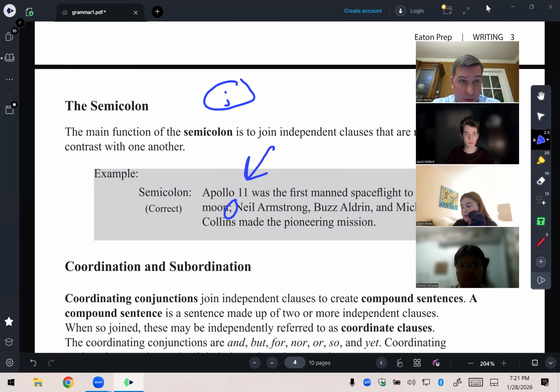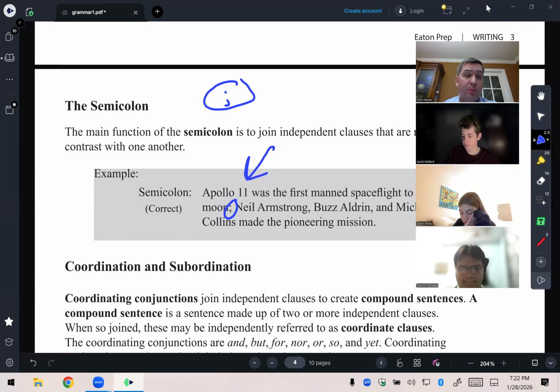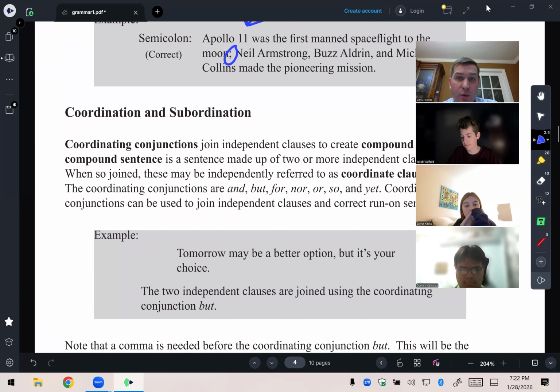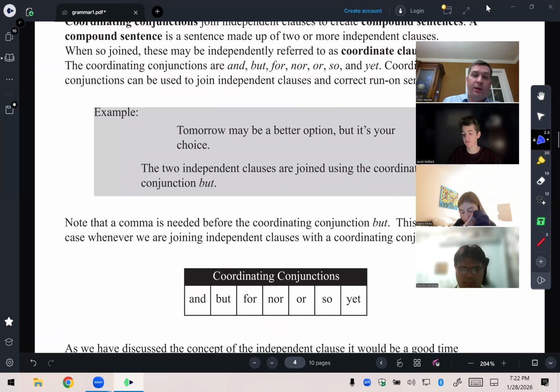Okay, next we're going to talk about coordination and subordination. So we're going to talk about clauses. So we have coordinate clauses and subordinate clauses. I'm going to start with the coordinating conjunctions. There are 7 of them. They are and, but, for, nor, or, so, and yet. Here they all are in this table.